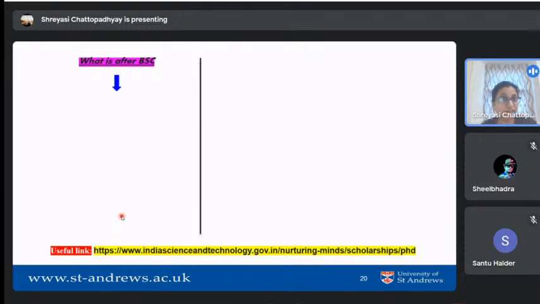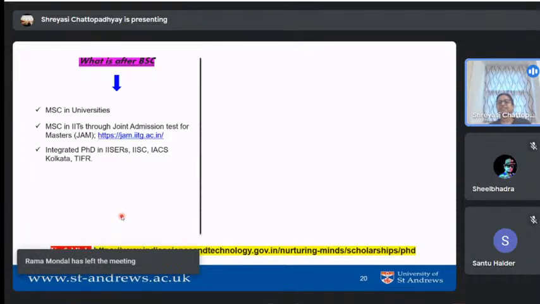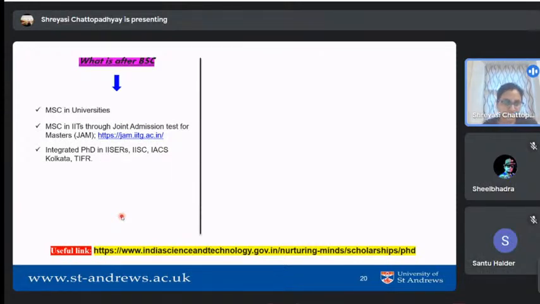Those of you doing a BSc and thinking about how to get involved in a research career: after a BSc, the suitable ways are an MSc in universities, and maybe all of you know about JAM, which is for doing an MSc in IITs. Also some research institutes in India have their own admission tests for integrated PhD or even master's courses. So keep checking their web pages, get information, and prepare yourself.